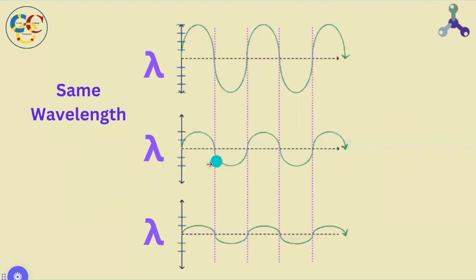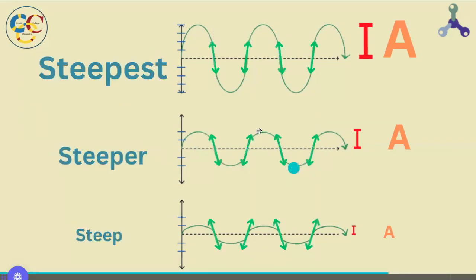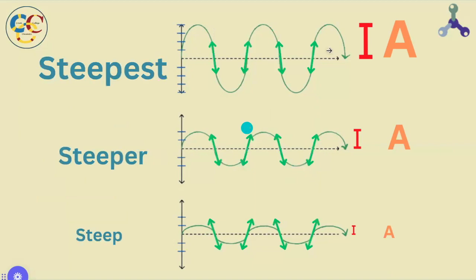So here we have three waves, all with the same wavelength, as they have equal spacing between each consecutive node. What's different among these waves is simply that they have varying amplitudes. This is tall, this is medium, and this is short. As a result, with wavelength being held constant, increasing the amplitude makes our wave get steeper and steeper. In other words, skinnier and skinnier.